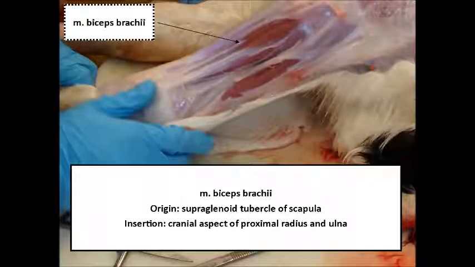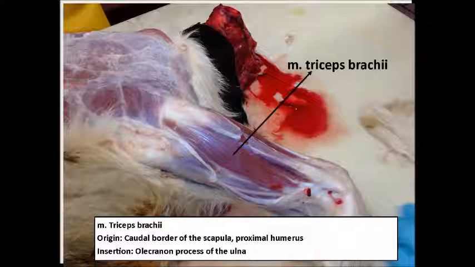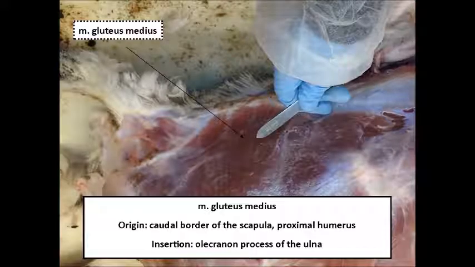The biceps brachii muscle originates in the supraglenoid tubercle of the scapula and inserts in the cranial aspect of the proximal radius and ulna. The biceps brachii allows the elbow to flex and the shoulder to extend. The triceps brachii originates in the caudal border of the scapula and the proximal humerus and inserts in the olecranon process of the ulna. The triceps brachii works in opposite to the biceps brachii in that it extends the elbow and flexes the shoulder. Muscles of the pelvic limb.